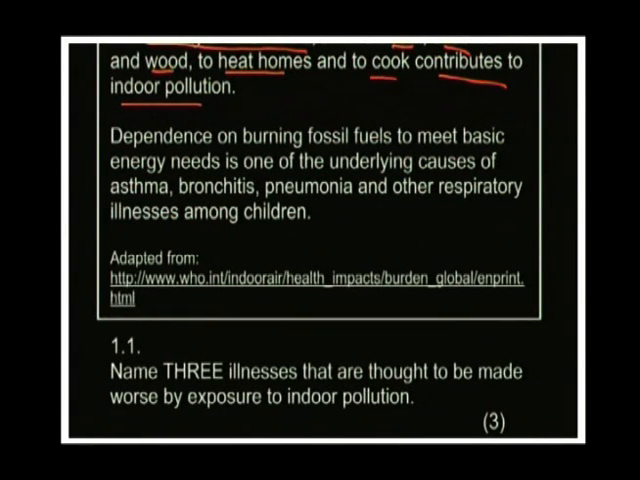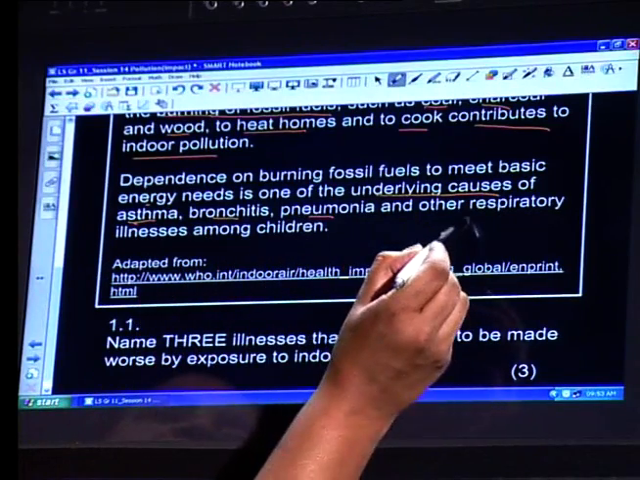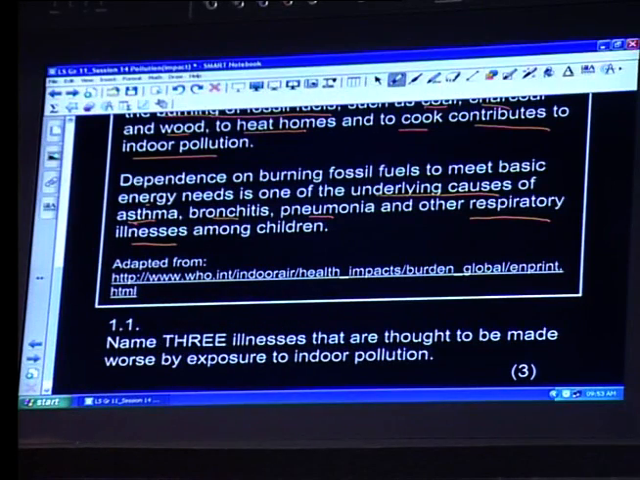Dependence on burning fossil fuels to meet their basic energy needs. That means heat energy is required from the coal. It's one of the underlying causes of asthma, bronchitis, pneumonia, and other respiratory illnesses. Other ones are emphysema and lung diseases. So, they're dependent on the burning of fossil fuels to meet the basic need. They're dependent on coal, on wood, on charcoal. And this caused a whole lot of respiratory diseases while they depended on it for the energy.